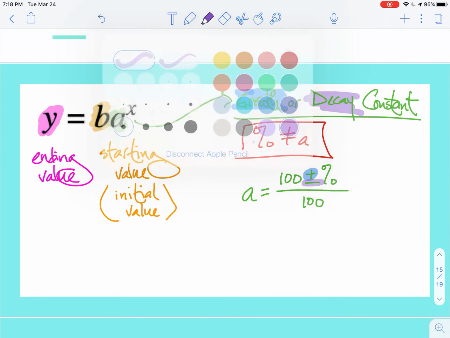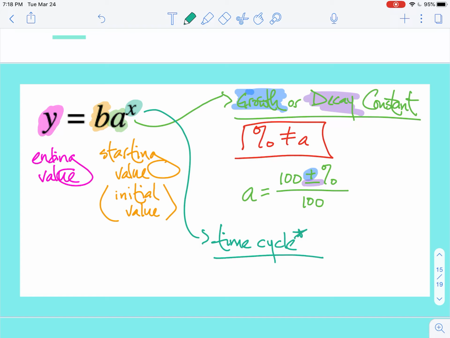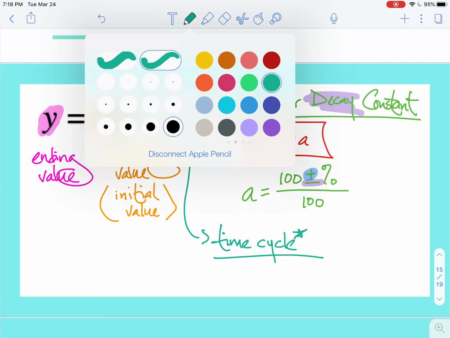Last but not least, in our problem, we've got our x value up here, and that x value stands for time cycle. So it stands for time. The cycle part is actually going to be important when we get to our third example. To summarize before we move on, y equals our ending value, b equals our starting value, a is our growth or decay constant, and x is our time cycle. Let's get started with our next question.